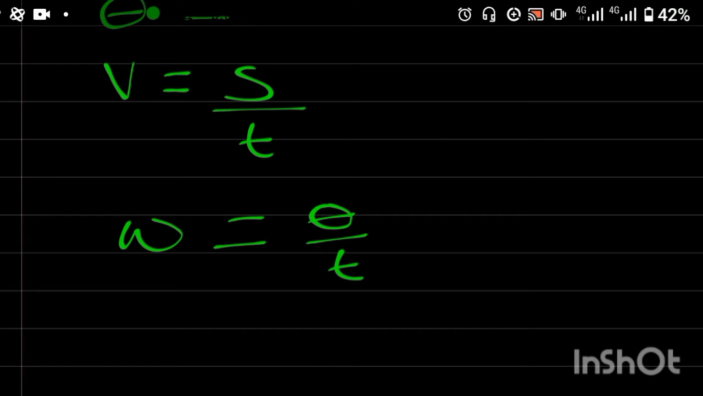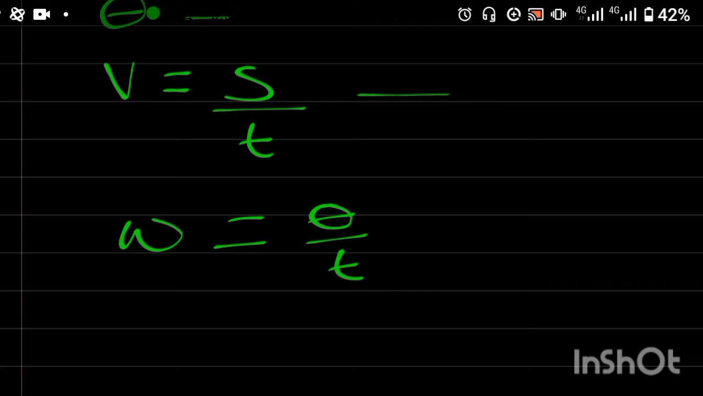Then in case of next time, if somebody asks you to define velocity, the question you are supposed to ask the person is, what type of velocity are you asking me to define? Because we have two different types of velocity. We have linear velocity and we have angular velocity. Linear velocity is equal to linear displacement over time, while angular velocity is the angular displacement over time.